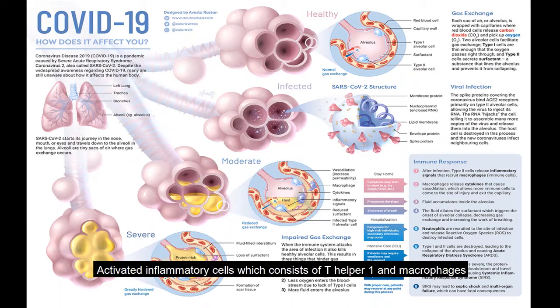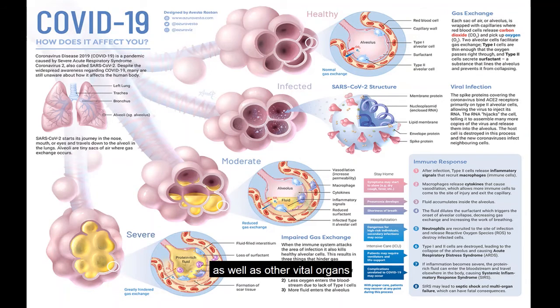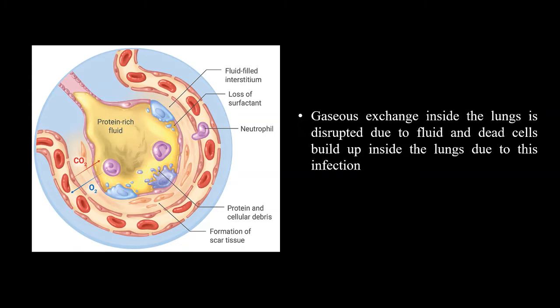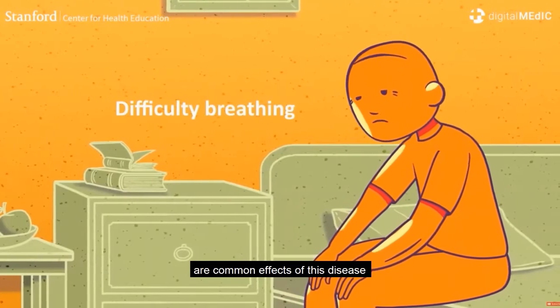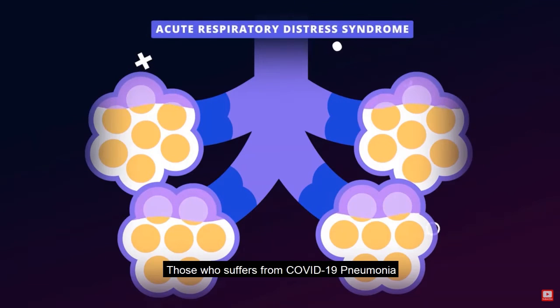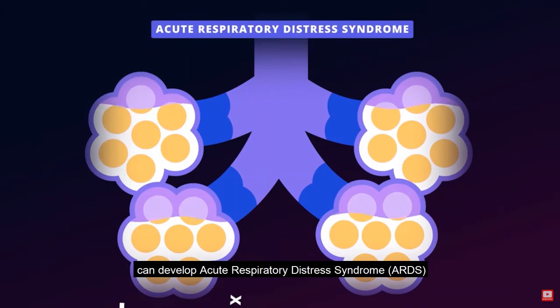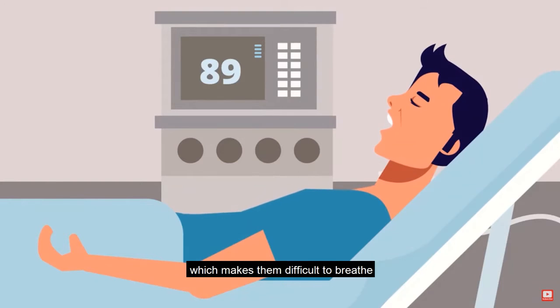Activated inflammatory cells, which consist of T helper 1 cells and macrophages, enter the pulmonary circulation and induce a cytokine storm that leads to rapid, widespread damage of the pulmonary epithelium and alveolar cells, as well as other vital organs. Gas exchange inside the lungs is disrupted due to fluid and dead cell buildup caused by this infection. Coughing and shortness of breath are common effects of this disease. Those who suffer from COVID-19 pneumonia can develop acute respiratory distress syndrome, which makes breathing difficult, and mechanical ventilation is required.